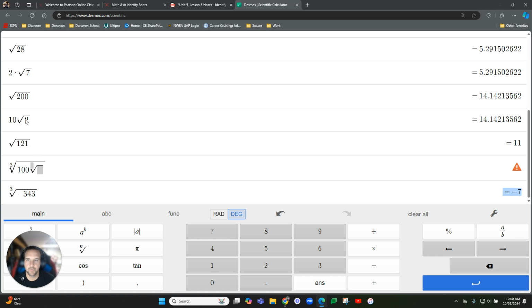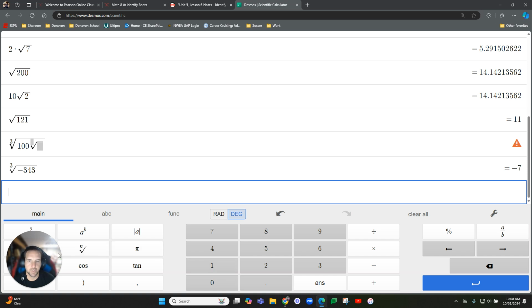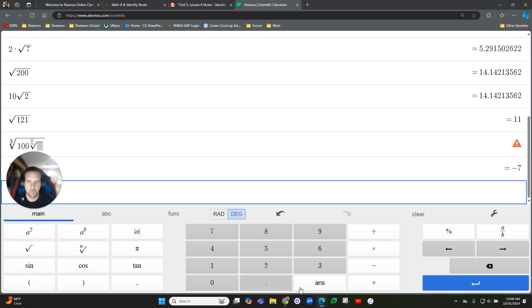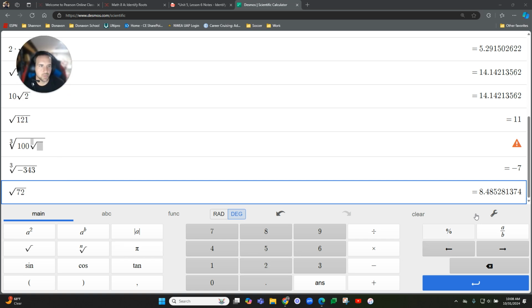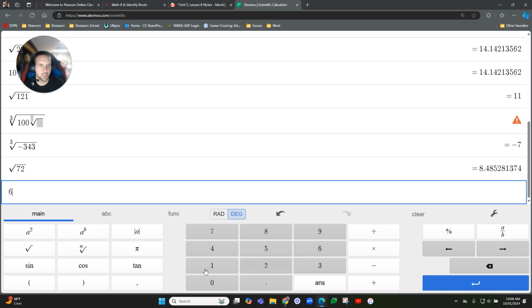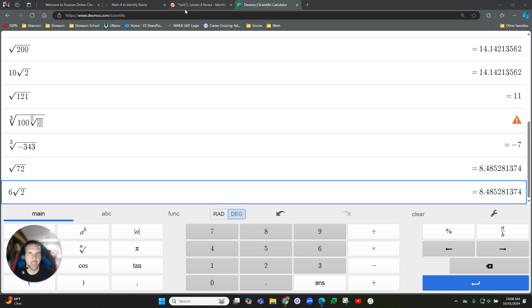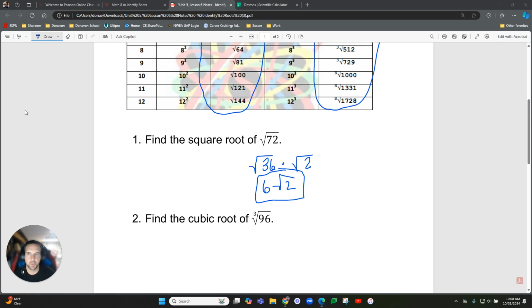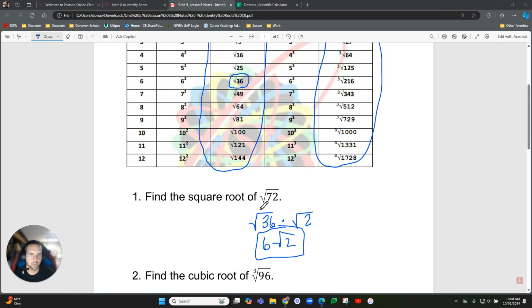All right, so just to prove that those are exactly the same, I know I keep doing this, but I'm just going to keep showing you just to show you that they're the same thing. So we're going to do the square root of 72. So square root of 72, I'm going to move this out of the way. All right, so square root of 72 is 8.485 and so on. And then I'm going to show you that 6 times the square root of 2 is also the same number. So notice that these are exactly the same number. So all I'm really doing is I'm simplifying the square root. So that's what we're doing in these.